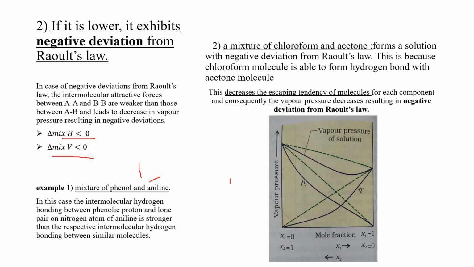Now the examples which are showing negative deviation from Raoult's law are a mixture of phenol and aniline. In this case, the intermolecular hydrogen bonding between the phenolic proton and the lone pair of nitrogen atom of aniline is stronger, because they are forming a solution. The hydrogen bonding between the phenolic proton and the lone pair of nitrogen is stronger than the respective intermolecular hydrogen bonding between similar molecules.